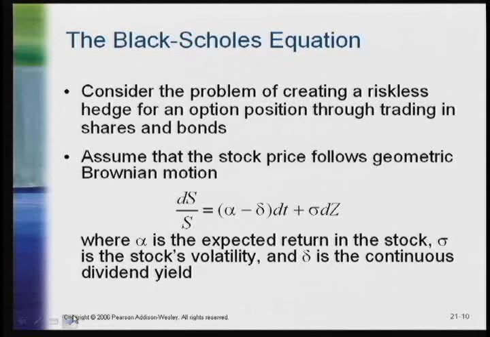So we're going to assume that our stock price is geometric Brownian motion. This structure should be quite familiar to you at this point. Alpha is the total return, delta is the dividend return, and sigma is our vol. It's geometric Brownian motion.